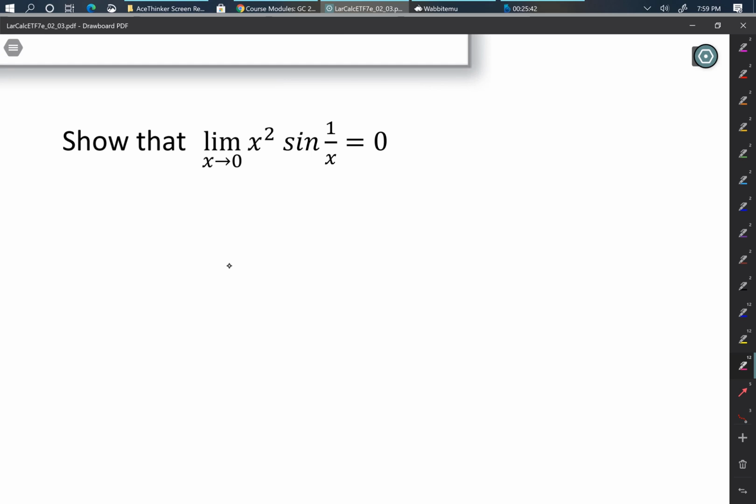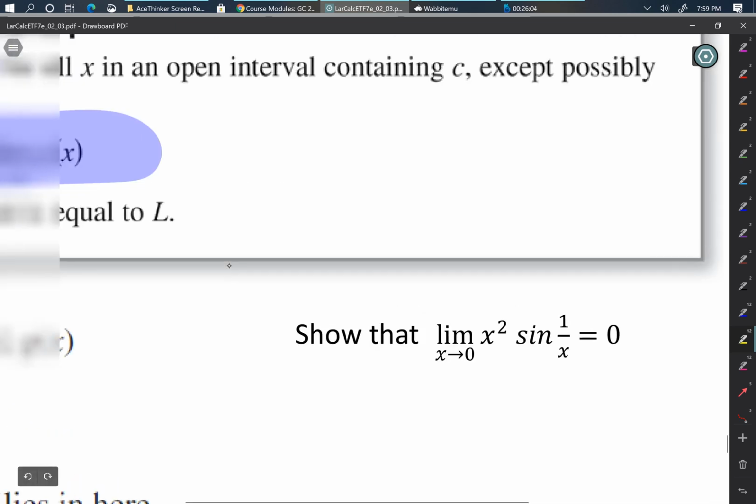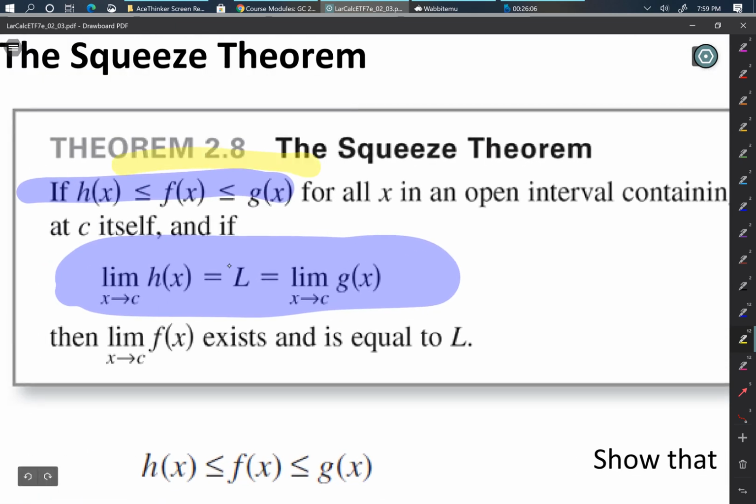I cannot put in 0 and do direct substitution, and there's no algebra that I can do to work this thing out because of this stupid trig function right here. So there's no factoring out of a sine, or rationalizing a sine, or common denominators when there's a sine. I just have to find some other way to make it work. So what I'm going to do is attempt to find 3 functions that make this work.